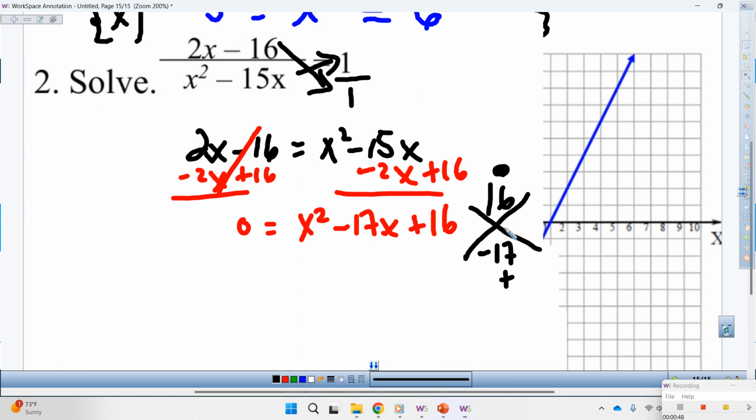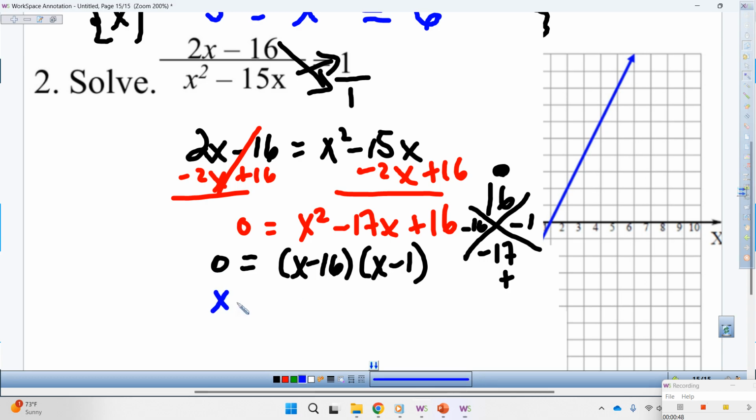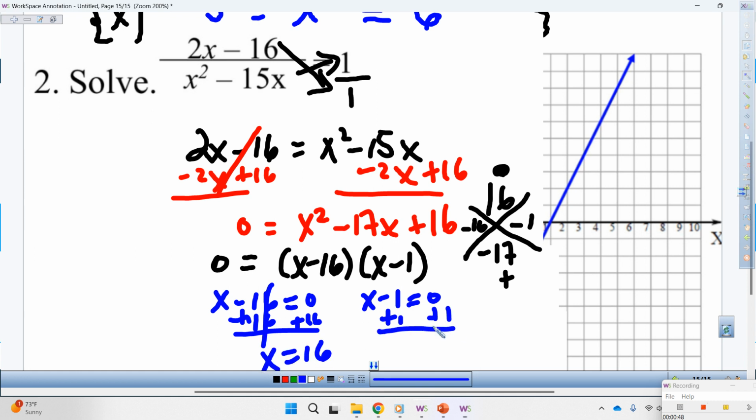All right, good communication. Very good. All right. Lisa, what do you think? Negative 16 times negative 1, so this is x minus 16 and x minus 1, all that equal to 0. And then from there, each one set it equal to 0 and solve. Plus 16, plus 16, x equals 16; plus 1, x equals 1. Hands, if you got that by yourself? Yeah, some of us. All right, let's go.